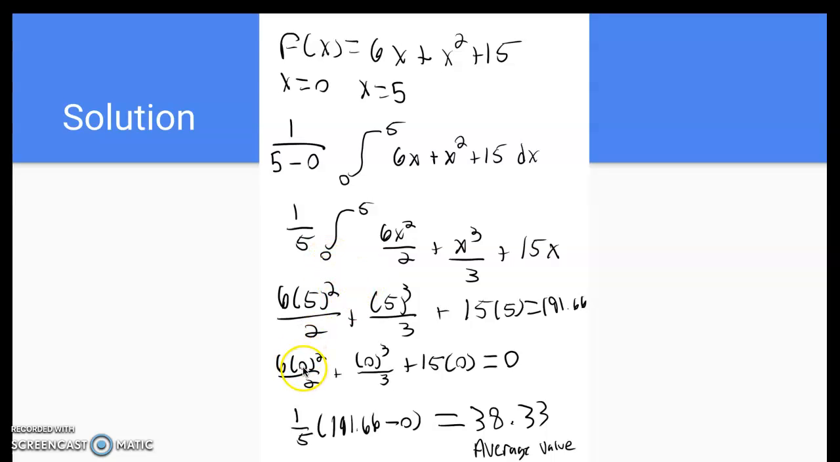Then we do the same thing with 0 and plug it in. So 0 squared times 6 divided by 2, plus 0 cubed divided by 3, plus 15 times 0 is 0. Then we would have to subtract those two numbers. 191.66 minus 0 is 191.66, and then times the 1/5 from the front of our integral, and that leaves us with the average value of 38.33.